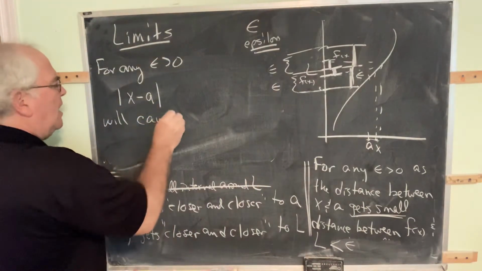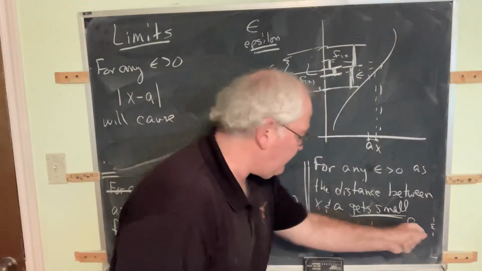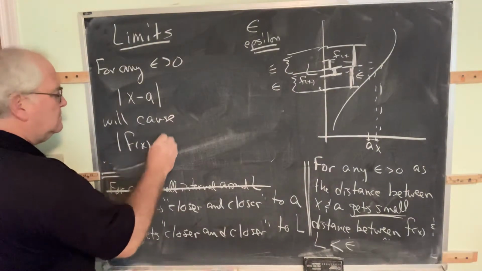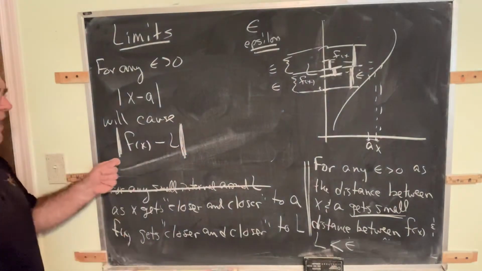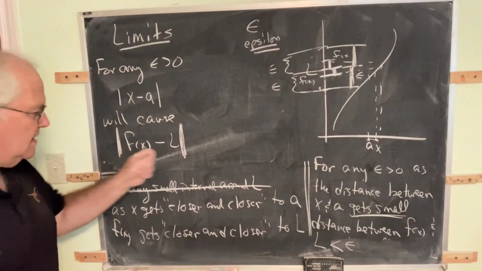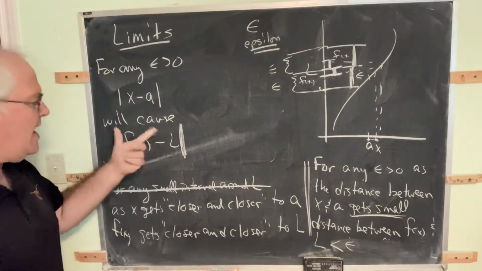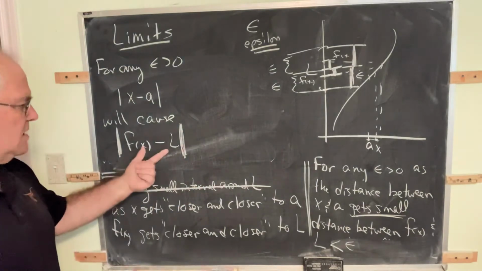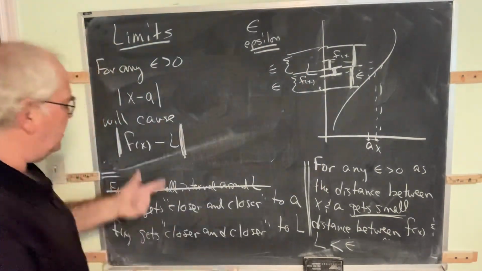But that will cause, what has to happen on the y-axis? The distance between f of x and L, we know how to write that. The distance between two values on a number line is you subtract and take absolute value. That way it doesn't matter which one's greater or less. Taking the subtraction and absolute value is the distance between on a number line. It doesn't matter if the number line is horizontal or vertical. You subtract and take absolute value, that's distance between.